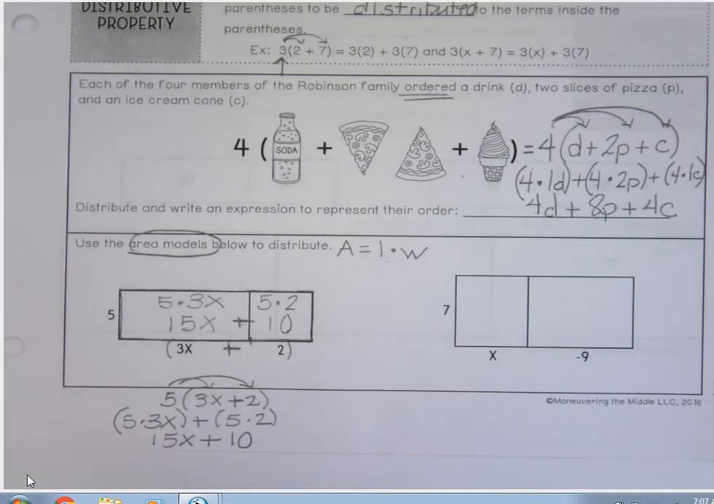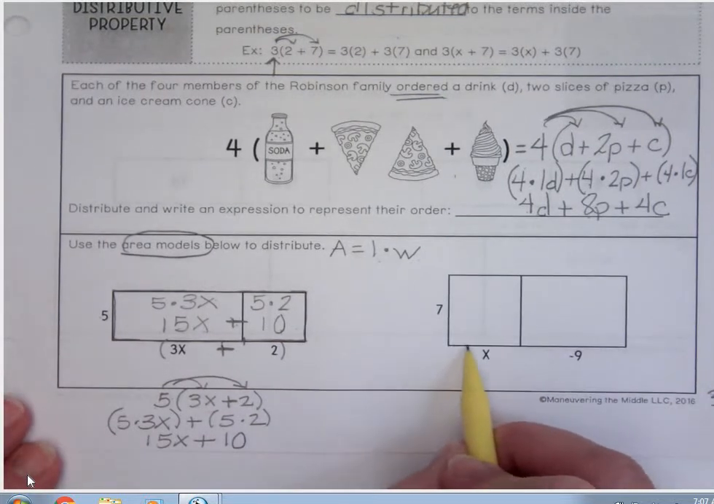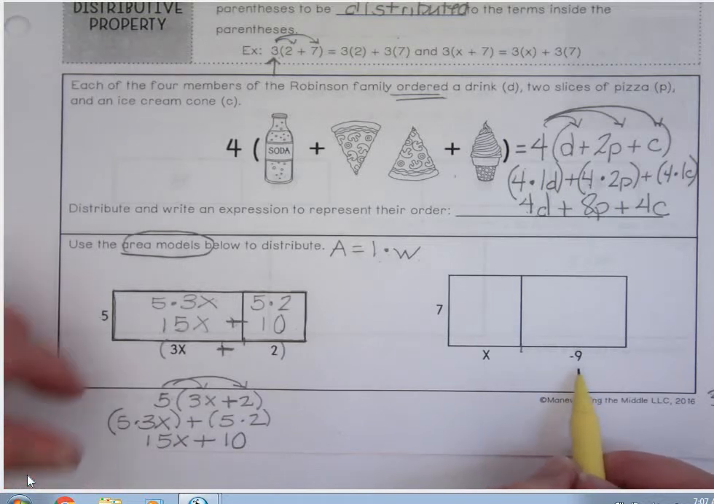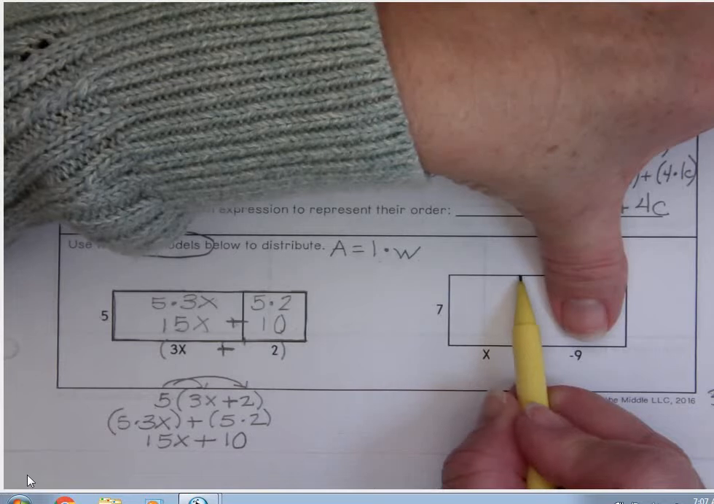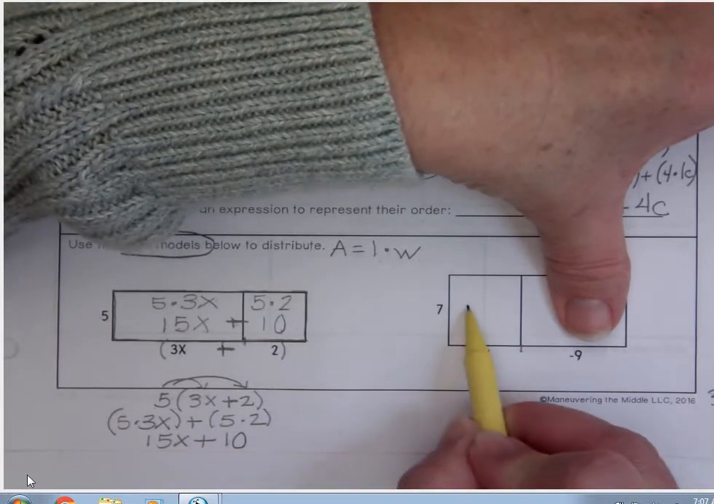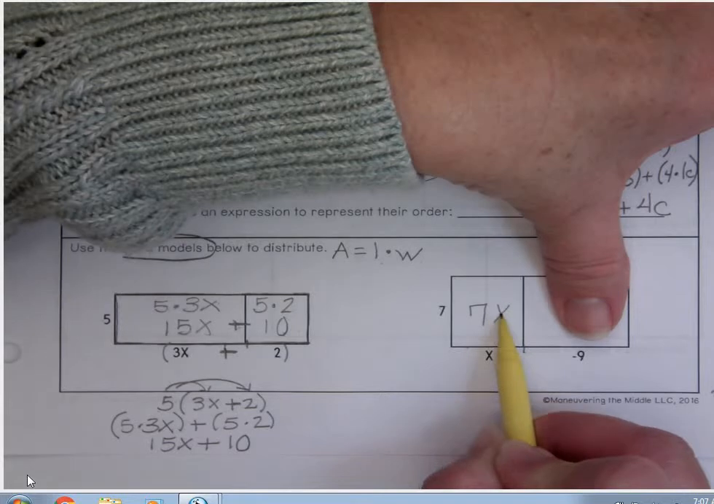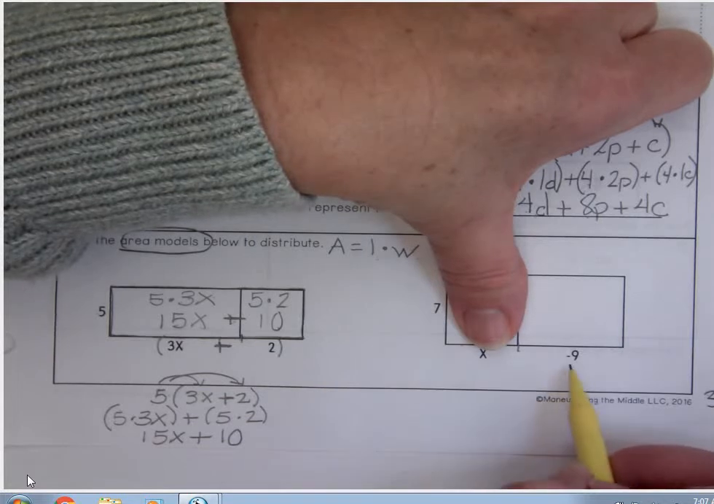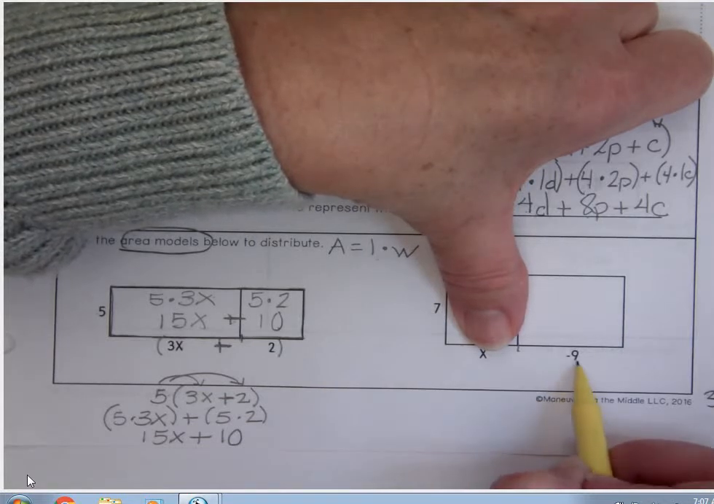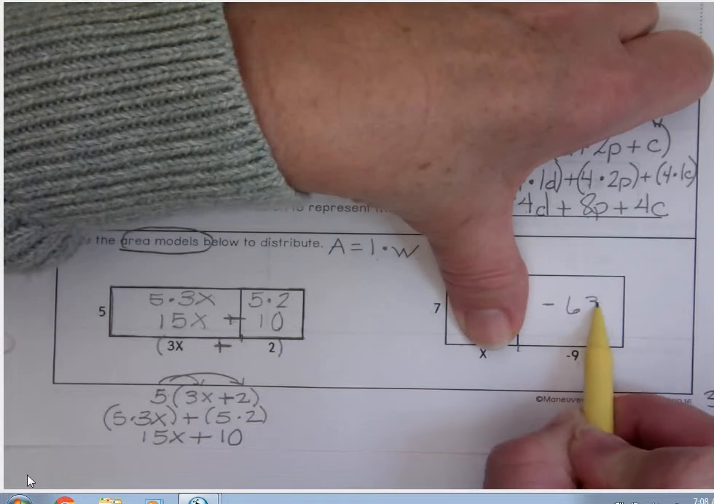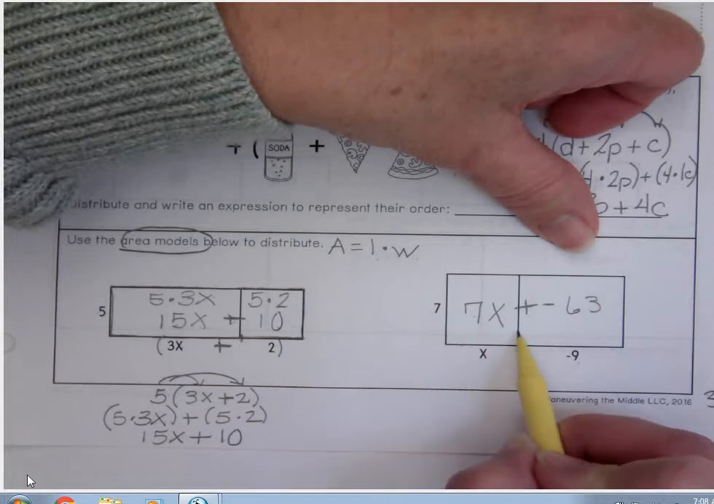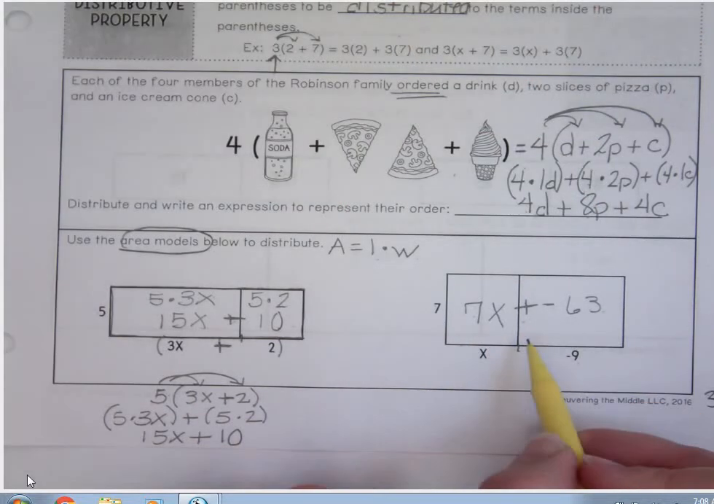We have another model. This time you can see that the model is just representing our understanding of the distributive property, because we all know that you cannot have a length of -9. But if I'm looking simply at this first rectangle, length times width, I can see that it has an area of 7x. The second rectangle would have an area of 7 times -9, or -63. So together, the 2 rectangles would be 7x plus a -63.